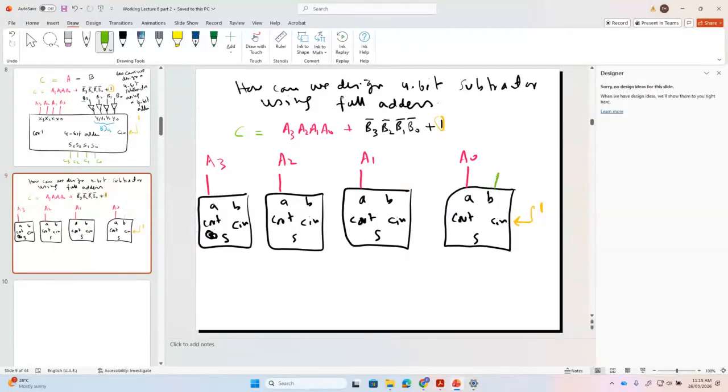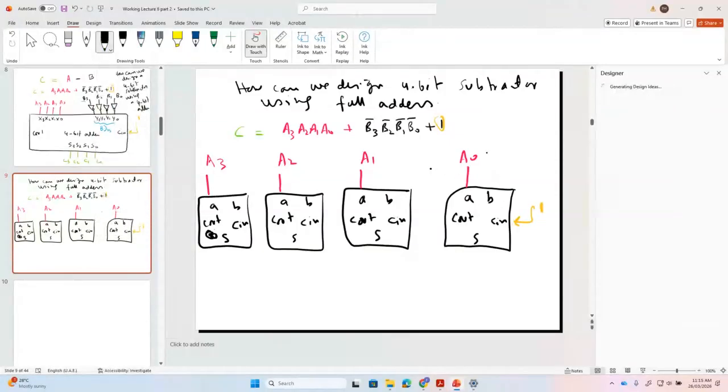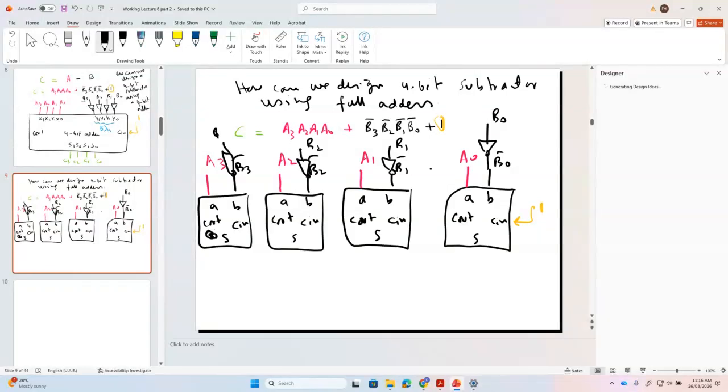So can you see here? This is a black color, so I change the color. Now this will be B0 bar, then B1 bar, B2 bar, and then B3 bar. Any question? Clear? And since this is the bar, we need an inverter here. We need an inverter for B0, one for B1, one for B2, and one for B3. We need 4 inverters.